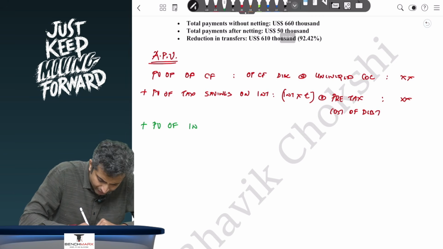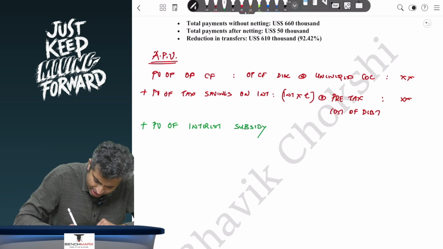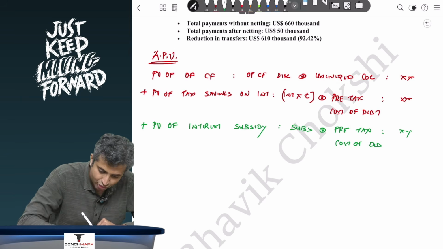So the present value of interest subsidy or discounts, if any, over here, if there is, you will again take these subsidies and discount them at the pre-tax cost of debt. And this over here together will give you the adjusted NPV.